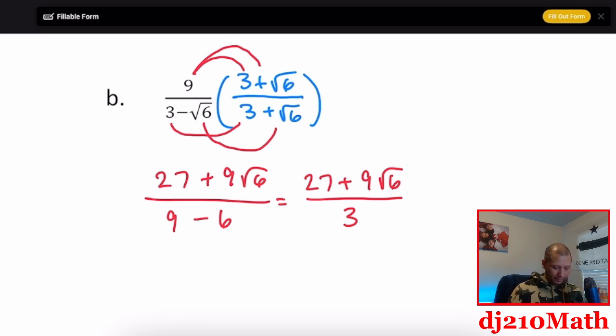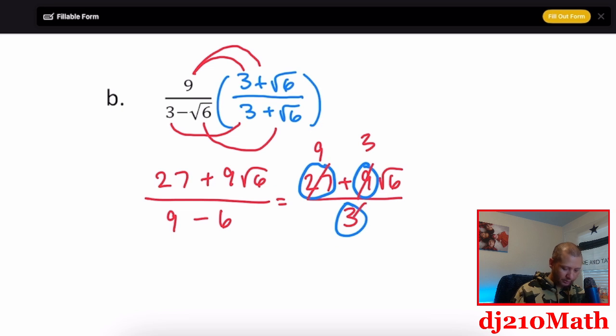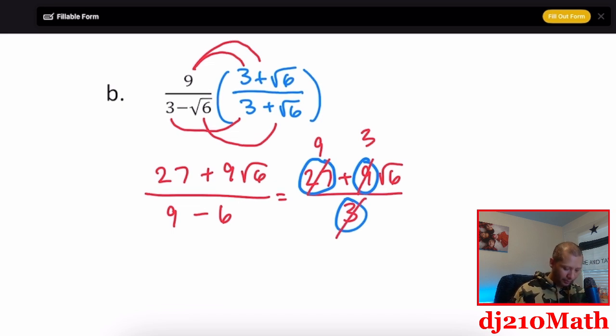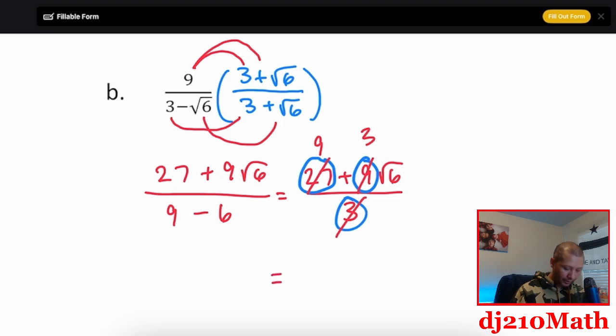Okay. However, right now we can simplify this because this, this, and this are all divisible by 3. So 3 goes into 27 9 times. 3 goes into 9 3 times. And this 3 goes away. Right, 3 divided by 3 is 1. And I don't care about 1. So final answer. 9 plus 3 root 6.